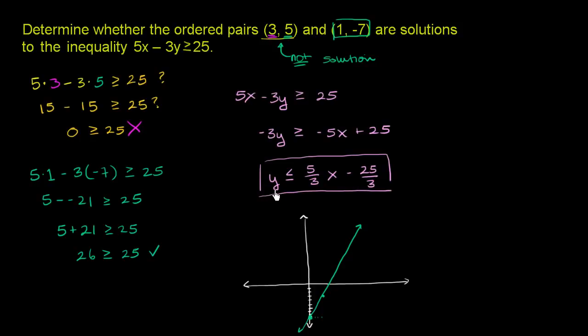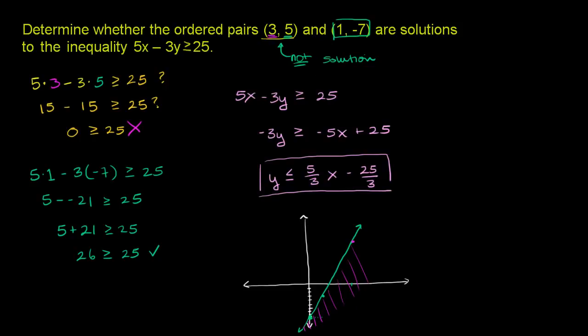But here we have an inequality: y is less than or equal to. For any x, the y's that satisfy it are the y that equals 5/3 x minus 25/3, which would be on the line, and all the y's less than it. So the solution is this whole area right over here. Since it's less than or equal to, the equal to allows us to include the line, and less than tells us we're going to go below the line. And we can verify that by looking at these two points.